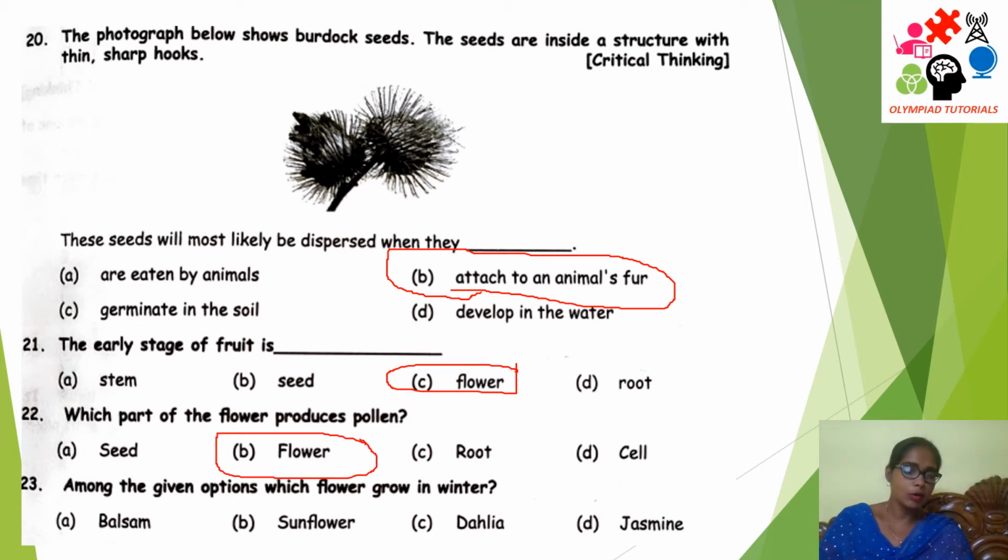Question 23. Among the given options, which flower grows in winter? Options are balsam, sunflower, dahlia, and jasmine. So here dahlia, it grows in winter. In many gardens you can see different kinds of dahlia flowers. Okay, very beautiful flowers there.